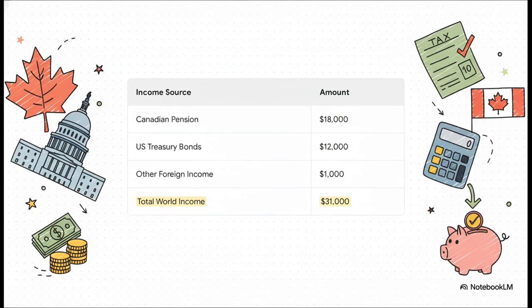But now, watch what happens if that same client also has, say, $12,000 in income from some U.S. Treasury bonds. All of a sudden, their world income jumps to $31,000. Now, when you run the same calculation, that Canadian pension is only 58% of the total. Because they fail the 90% test, the amount of federal credits they can claim gets prorated. It gets limited. And that will seriously reduce the potential tax savings from making the election.